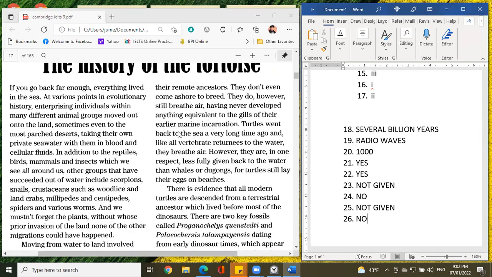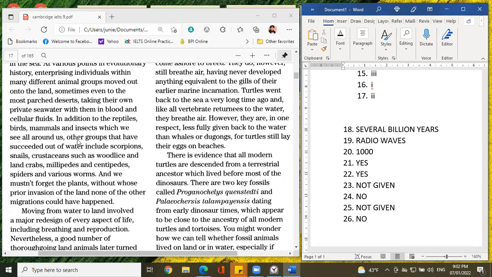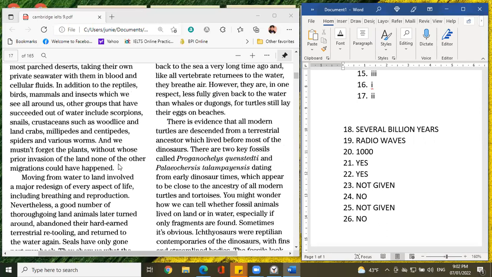Nandito yun sa unahan. If you go back far enough, everything lived in the sea. At various points in evolution, enterprising individuals within many different animal groups moved out onto the land, sometimes even into the most parched desert, taking their own private seawater with them in blood and cellular fluids. In addition to the reptiles, mammals, and insects, which we see all around us, other groups that have succeeded out of the sea include scorpions, snails, crustaceans such as woodlice and land crabs, millipedes and centipedes, spiders, and various worms. And we mustn't forget the plants, without whose prior invasion of the land none of the other migrations.